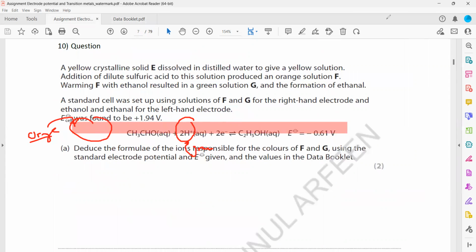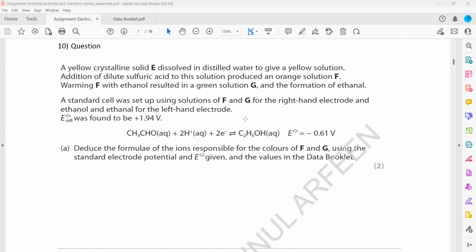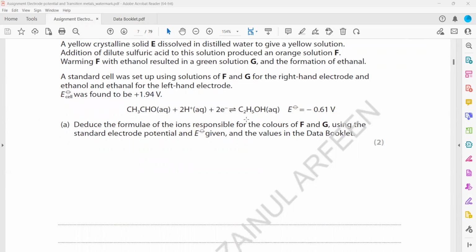Is it clear how we worked this out? First we work out the electrode potential, and from the electrode potential, we work out what the ions are. Basically, there will be two ions. One is Cr2O7, another one is Cr plus 3. And we know Cr plus 3 is green in color. So this was green, and this one is orange in color. And this one, CrO4, that will be yellow in color.